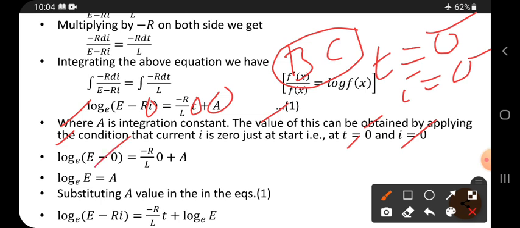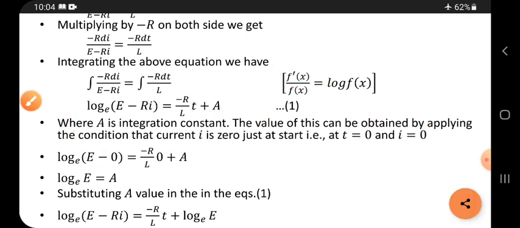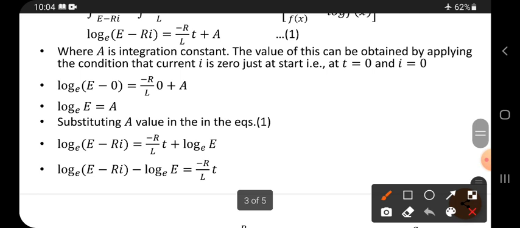So then, see, this is the equation. Now E minus 0 is E only. The 0 term is totally 0, and 0 plus A is A only. Now the A value is log E base e. Substitute the A value in equation 1. Then we get it like this.